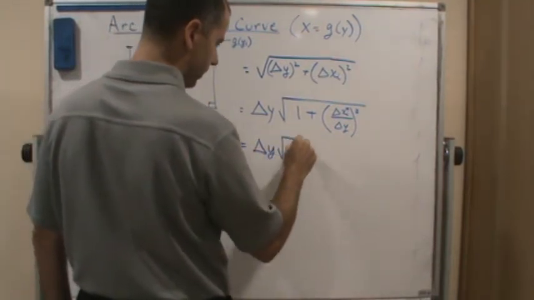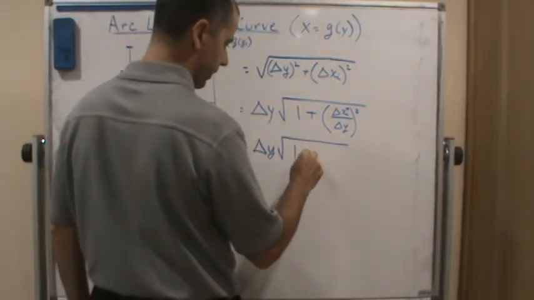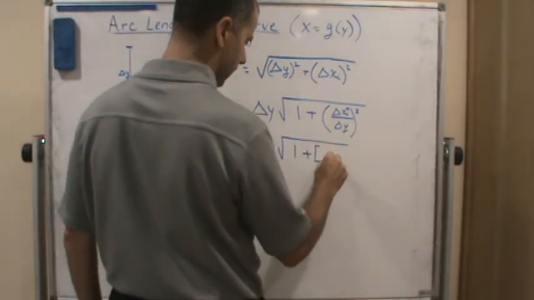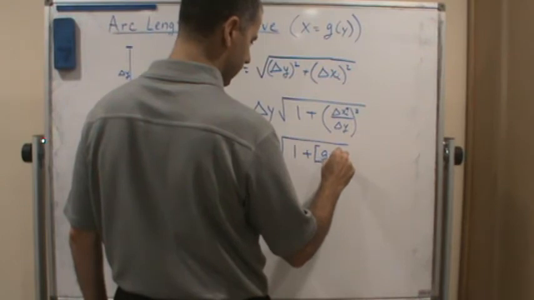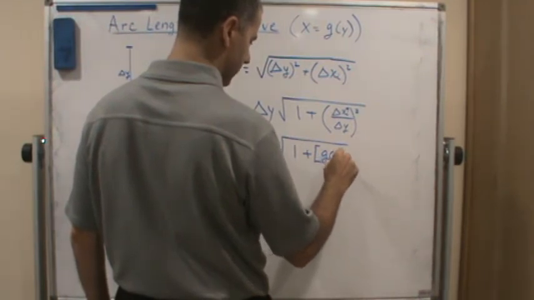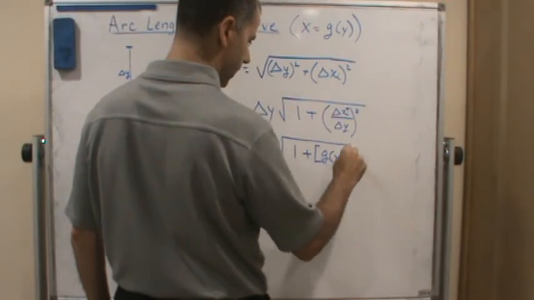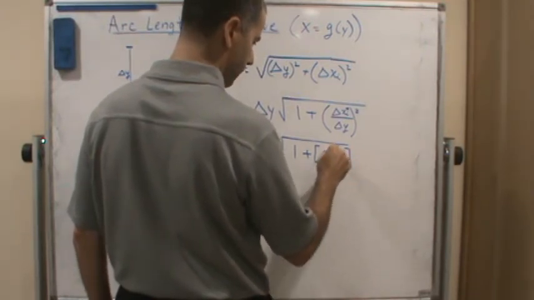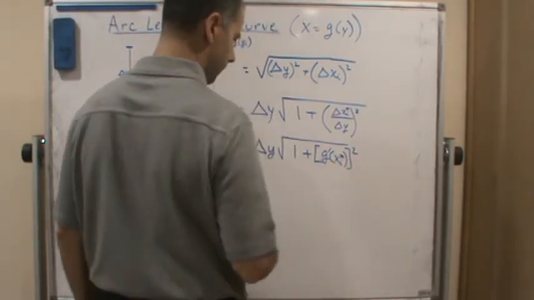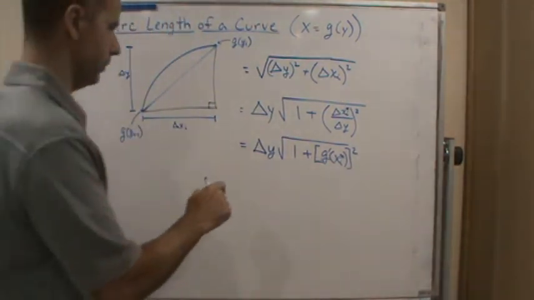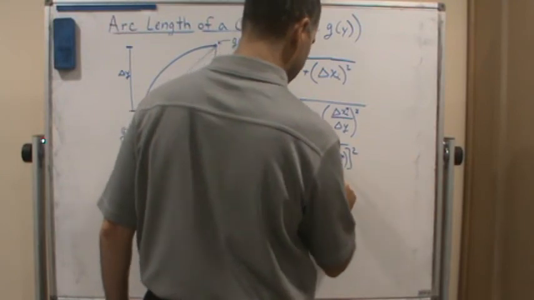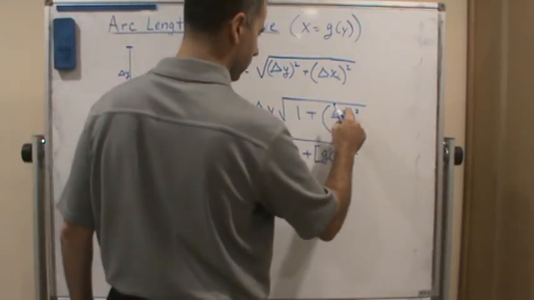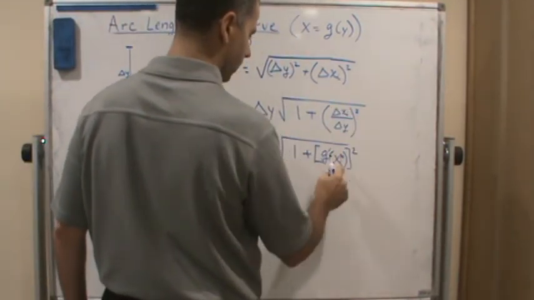So I get what? I get 1 plus, oops, not f, g prime of y sub i star, squared, times delta y.